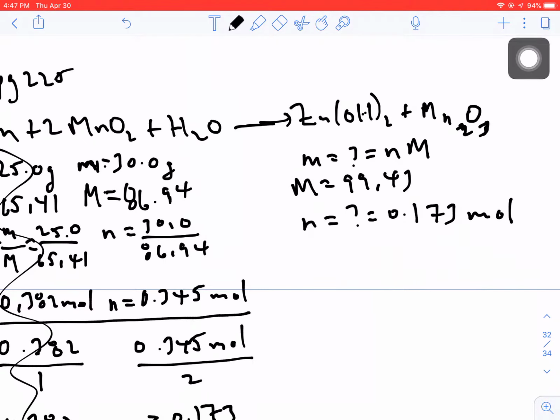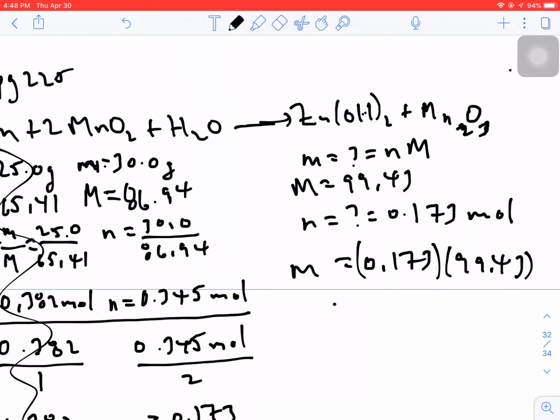Right. Now that I know the number of moles here and the molar mass, I can solve for my missing answer for the question, which is how much zinc hydroxide are we going to make? It's going to be number of moles, 0.173, times the molar mass, 99.43, and I'm going to get a final answer of 17.1 grams.